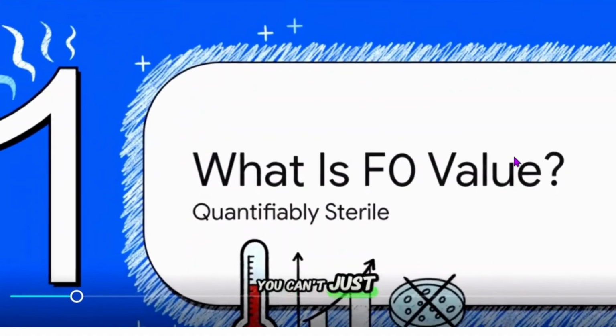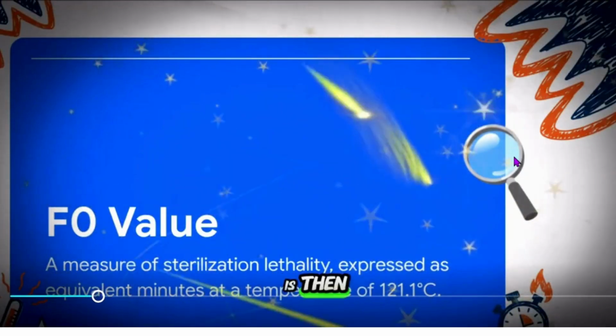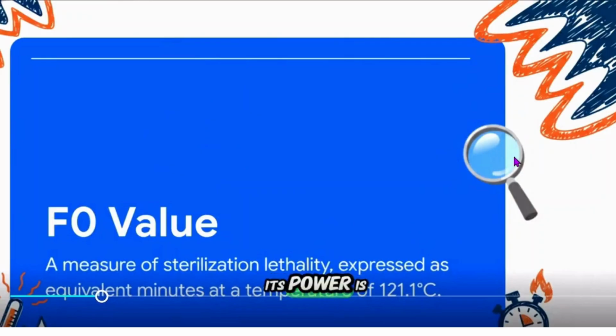The first thing we need to do is shift our thinking. We're moving past the general idea of clean. We're now entering the world of hard data, a world where sterility isn't a guess, it's a number you can measure. Okay, so here's the core of it. The easiest way to think about the F0 value is as a unit of kill power. It's a universal yardstick. It standardizes every single heat sterilization process by asking one simple question. How much killing power did we deliver, and what would that be equivalent to in minutes if we held the temperature at a constant 121.1 degrees Celsius?